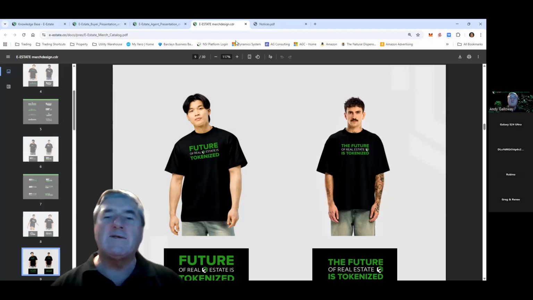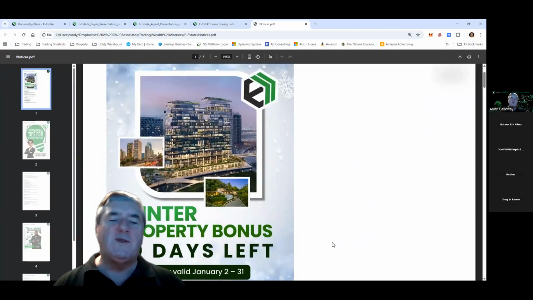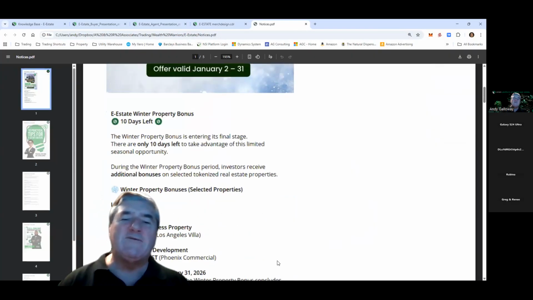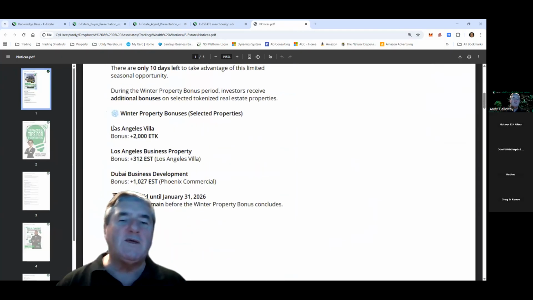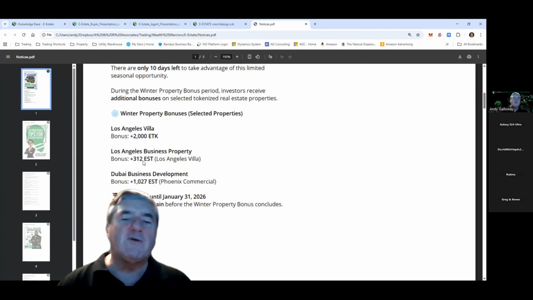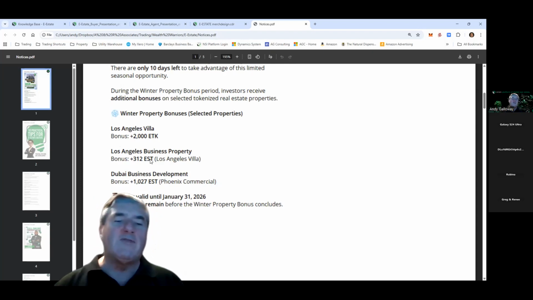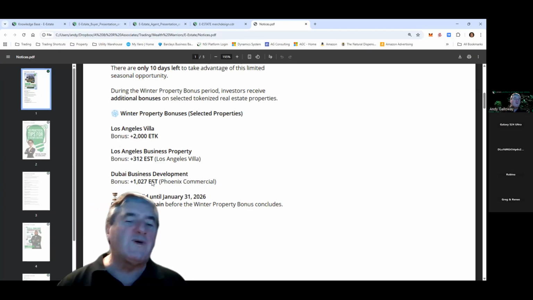And then the last thing I want to talk about is the notices that we still have available, the winter property bonus. There are 10 days left. In fact, this is now a day old, so there are 9 days left. If you buy any of these properties, the Los Angeles Villa, you get an extra bonus of 2,000 EST. The Los Angeles business property, you get 312 EST. EST equates directly into dollars. And the Dubai Business Development, you get 1,027 EST. That's only available until January the 31st.